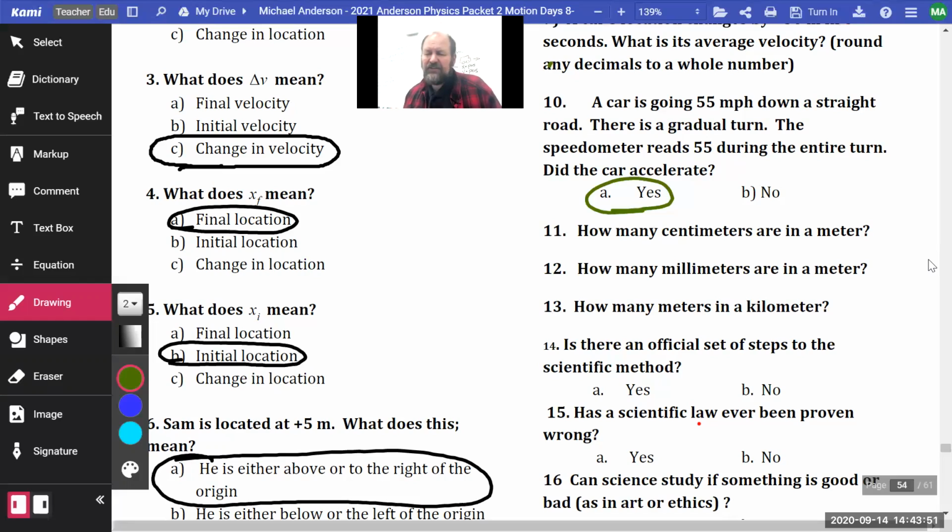Number 11, how many centimeters are in a meter? Go ahead and put in your answer right now. Go ahead and do number 12 and 13 at the same time.